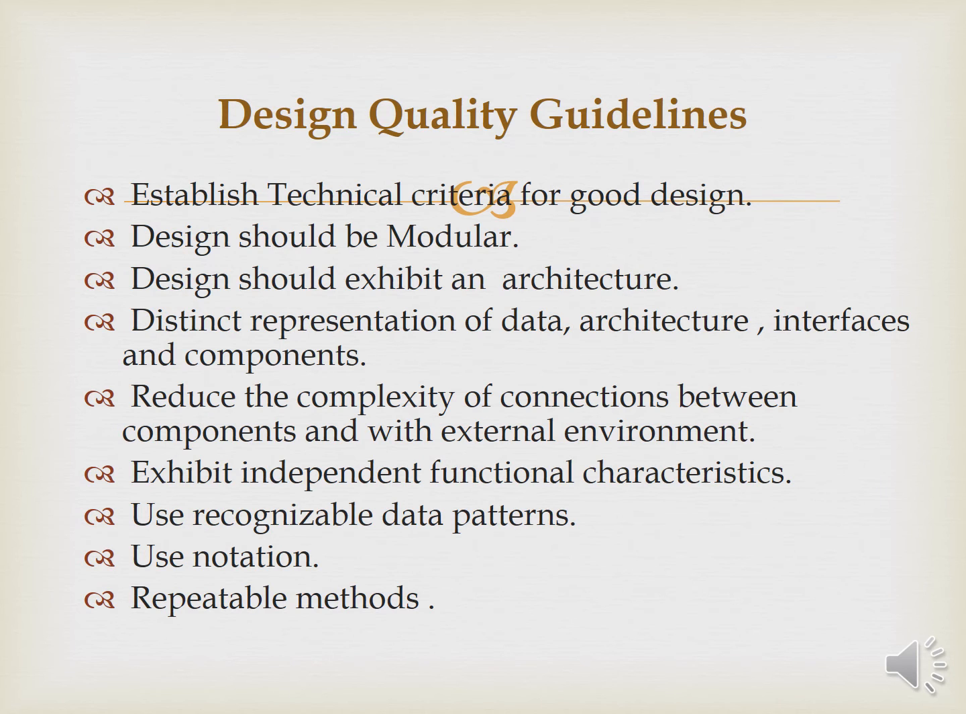Then, Hewlett Packard developed a set of software quality attributes that has been given the acronym FURPS. F is the functionality, U is the usability, then R is reliability, P is performance, and S, that is the supportability.